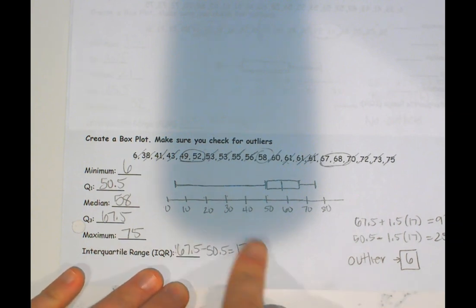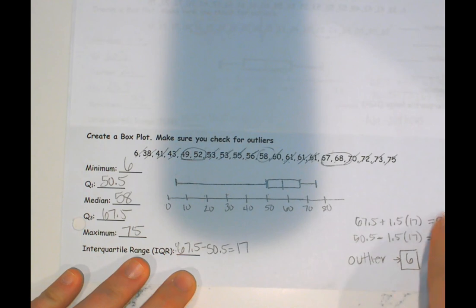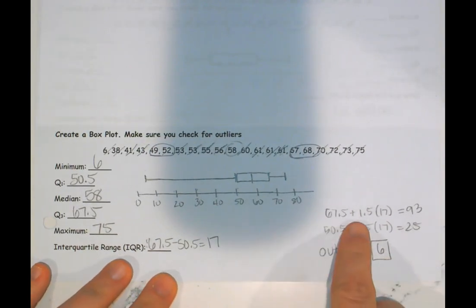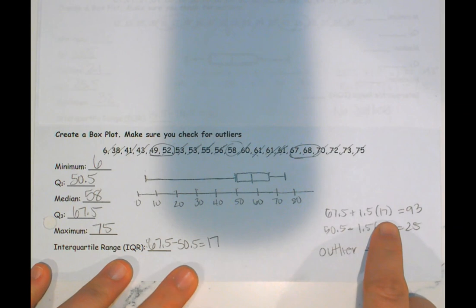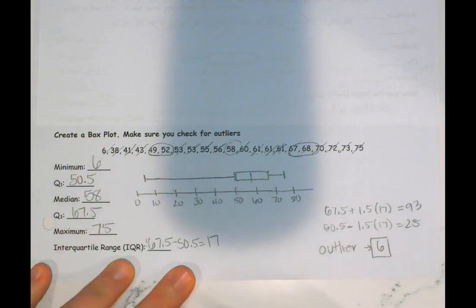I did my interquartile range, 67.5 minus 50.5. I calculated my outlier numbers, right? I did my Q3 plus 1.5 times my IQR, my Q1 minus 1.5 times my IQR. So all of my numbers I wanted between 25 and 93, so that made 6 an outlier.